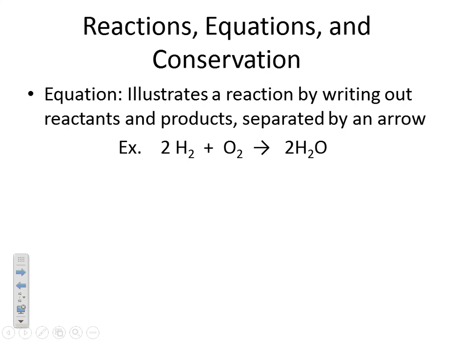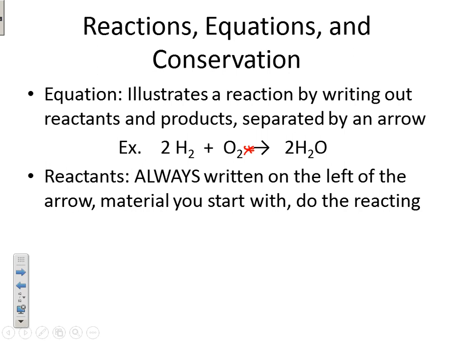So just as a review, a chemical equation shows a reaction. It writes out reactants and products, and it separates the reactants and products with an arrow. So this is an example of a chemical reaction, 2H2 plus O2 yields 2H2O. That's always how you're going to pronounce the arrow right there in the middle, yields. And the reactants are exactly what their name implies. They're the things that are doing the reacting in a chemical reaction, and they are always, always, always written on the left-hand side of the arrow. So everything on the left-hand side of the arrow, we always call the reactants.